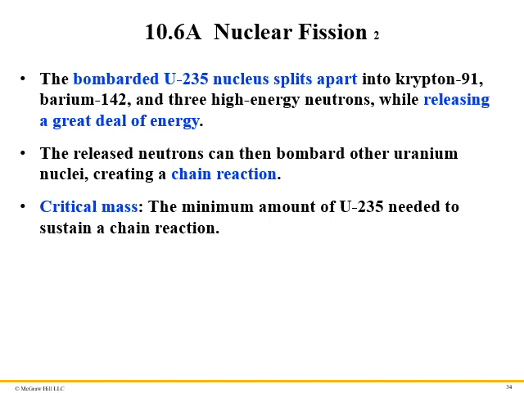That bombarded uranium-235 splits apart, again into krypton, barium, and 3 high-energy neutrons while releasing a great deal of energy. The interesting part here is that those 3 neutrons that you created have very high energy, so they can go and bombard other uranium atoms or isotopes. And this is what we call a chain reaction. So those 3 bombard 3 uranium-235, which each one of them generates 3, so it'll be 9, and so on.